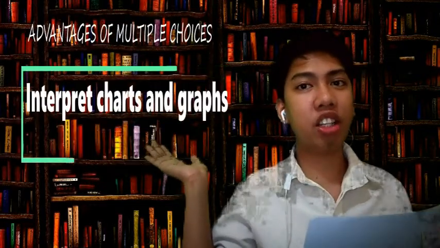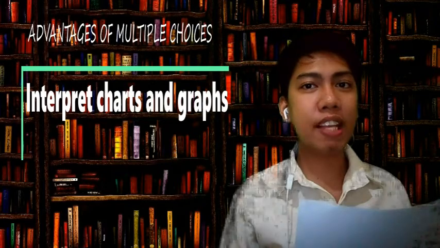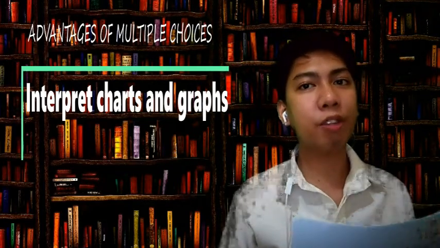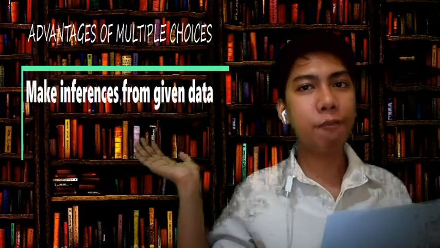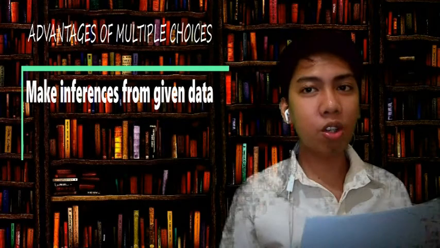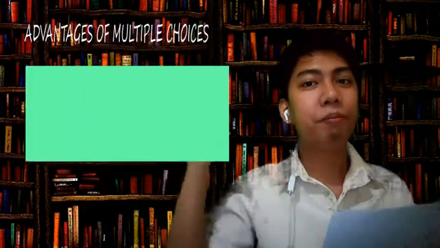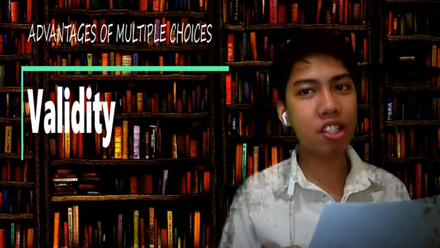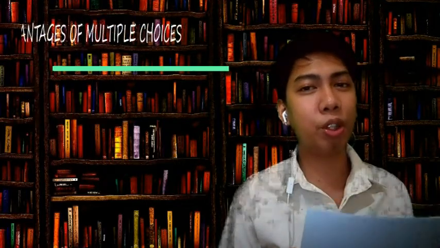Since this is purely objective, it is all about the facts. Interpret charts and graphs. When the question has something to do with graphs and charts, students increase their interpretation of certain things. Make inferences from given data. From the result, it is easy to collect data. Validity, because it has sources of reference that validate the information or questions.